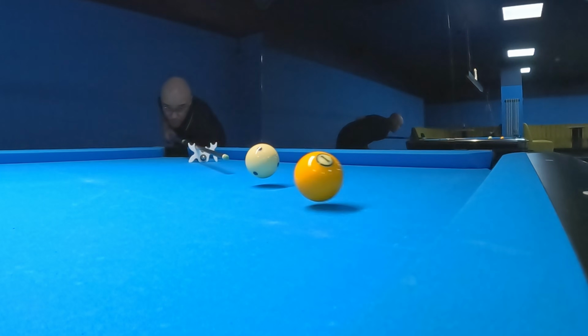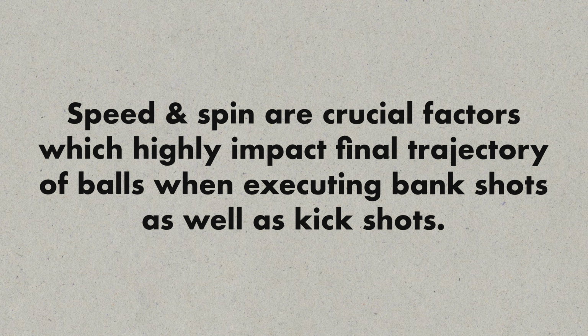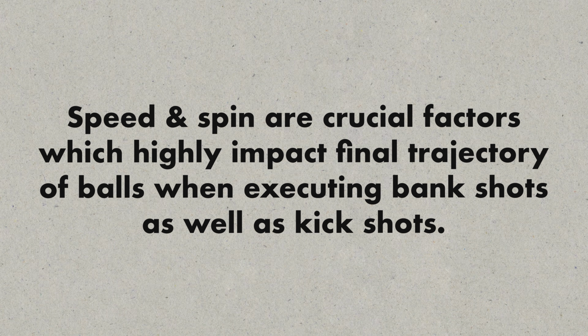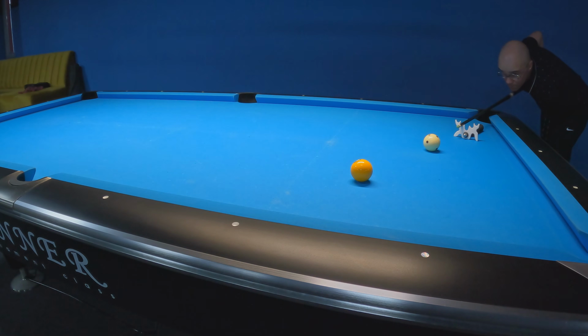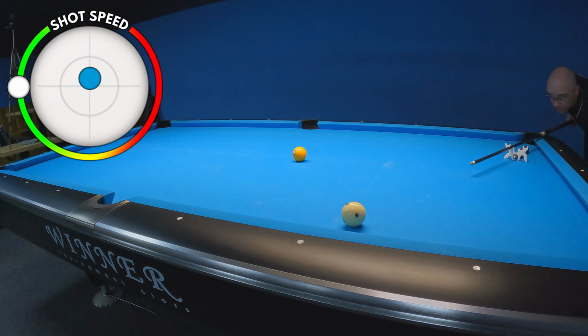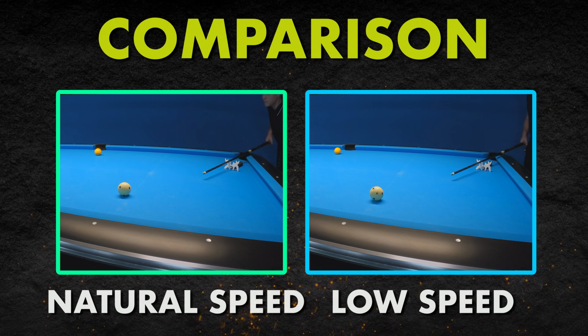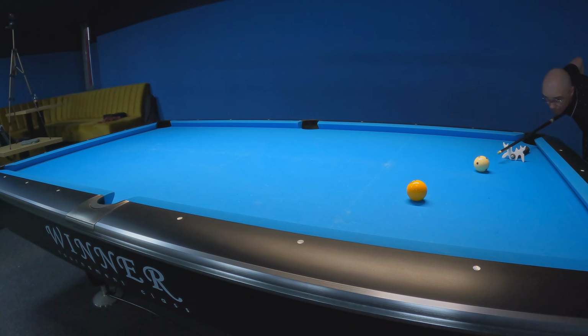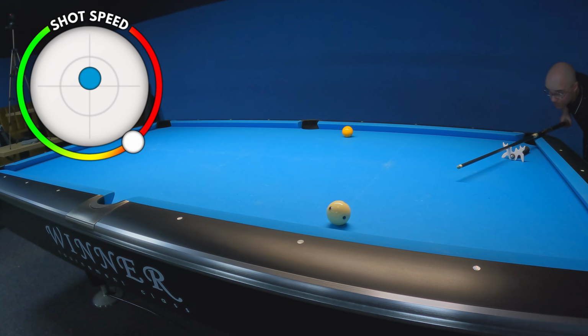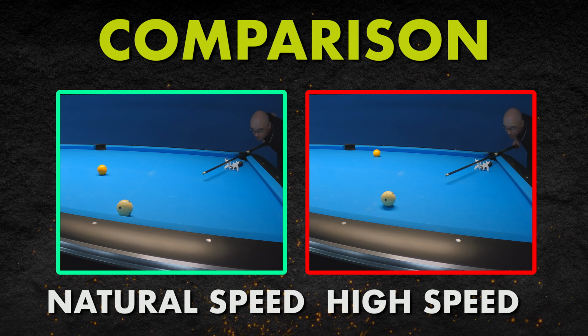And at this point, we need to say that speed and spin are extremely important factors if we consider executing bank shots as well as kick shots in pool. If we try to play the same shot but using much less speed, then you can see that despite the fact I am hitting the same point on the rail, the object ball is going slightly longer, and a very similar thing will happen if I use more speed, but this time the object ball is going shorter.